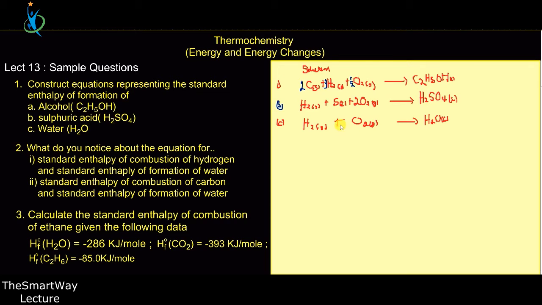Okay, so if you balance it, hydrogen here is 2, hydrogen here is 2 over here. Oxygen here is 2, here oxygen is 1. So if I want to reduce here by 1, I'll divide by what? Half. Have you gotten that? So this is the equation that can be used to represent the standard enthalpy of formation of these 3. So this is the answer to the first question.